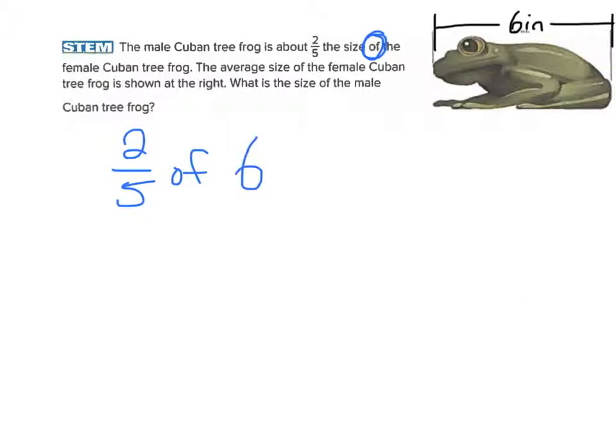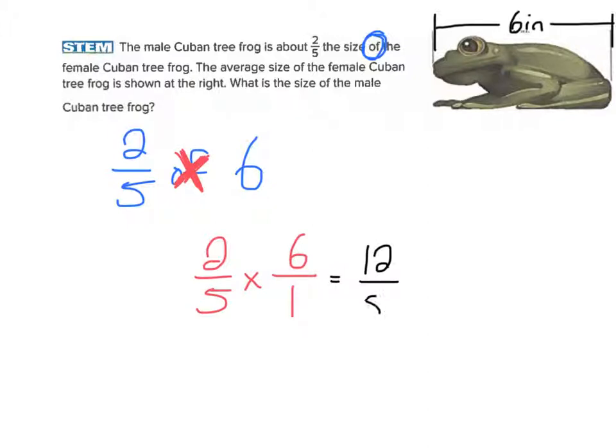As we've talked quite a few times in class, that word "of" is a good signal to you. When you want to find 2/5 of a number, what you really want to do is find 2/5 times that number. To find 2/5 of something, you multiply that number times 2/5. So we do 2/5 times 6. Remember to write 6 as a fraction. To write a whole number as a fraction, we simply write the number over 1. 6 over 1 is the same thing as 6. Then we go ahead and multiply. 2 times 6 is 12. 5 times 1 is 5.